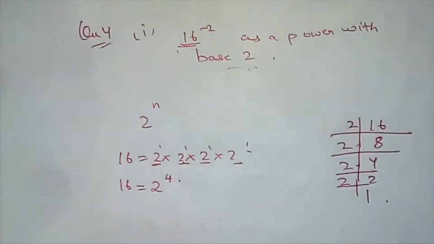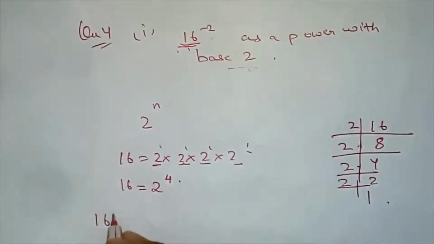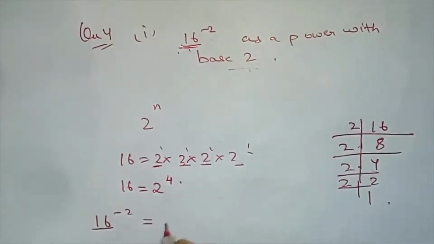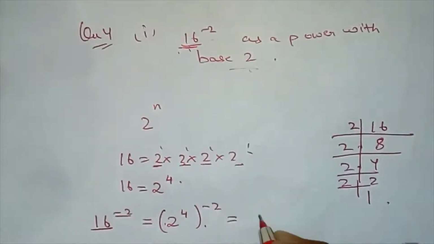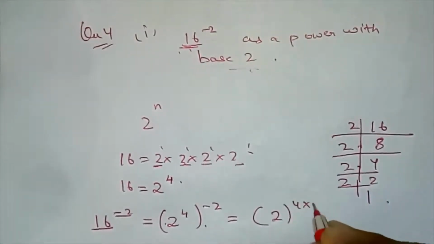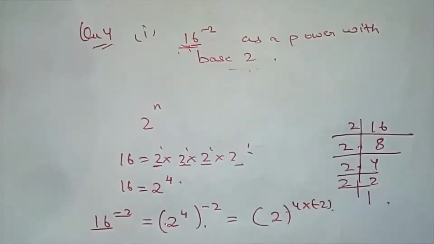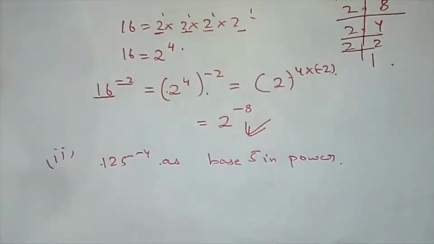So here for 16 to the power minus 2, first we will write 16 as 2 to the power 4, all to the power minus 2. Here we get 2 to the power 4 times minus 2. The powers are multiplied. So it's 2 to the power minus 8. Done. It's the answer.